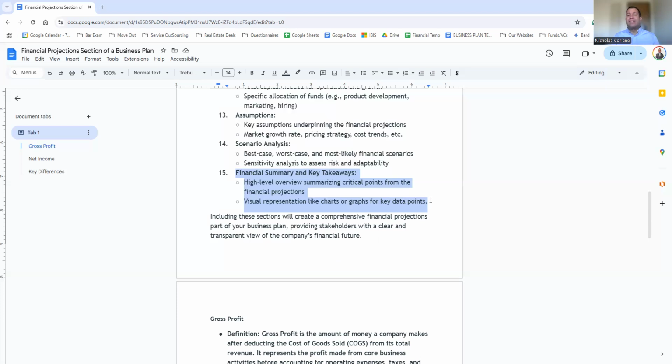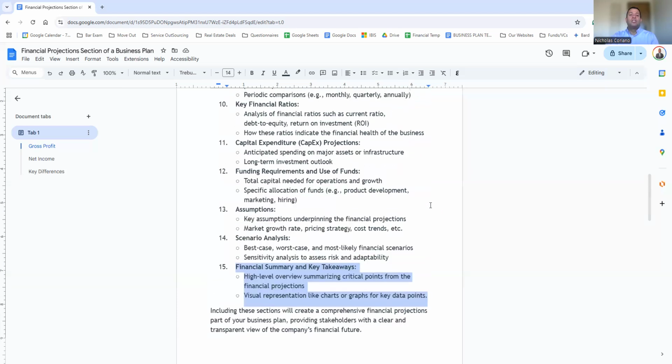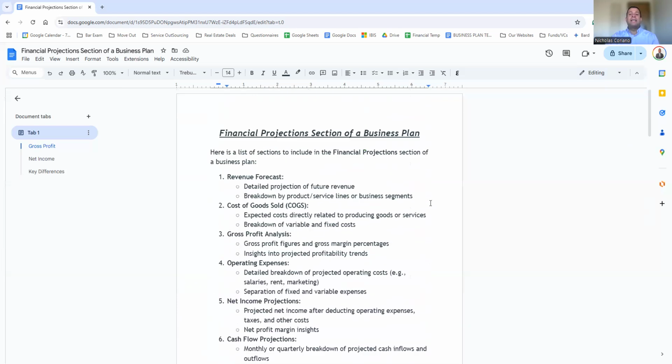And that way the reader can get a quick glimpse, right? If he doesn't read through the rest of the financial projection section, he can go straight to this section and get a quick glimpse of everything that you did in the financial statements, including what's in the profit and loss statement, what's in the balance sheet statement, what is in the cash flow statement. All of these things should be summarized in the financial projections and key takeaways. So those are the 15 things that you should include in the financial projections section of a business plan.